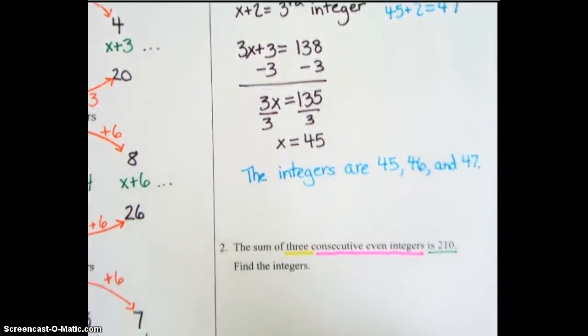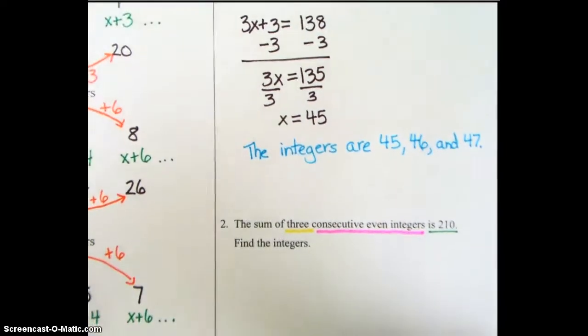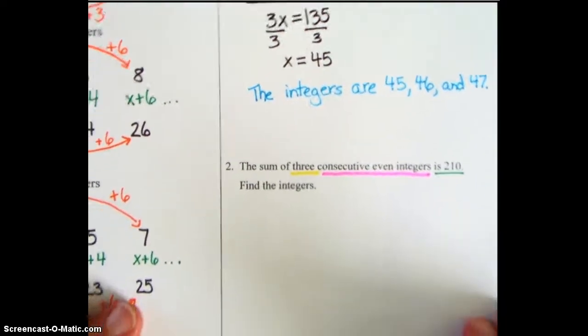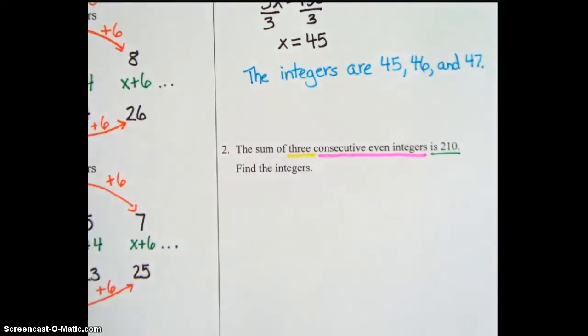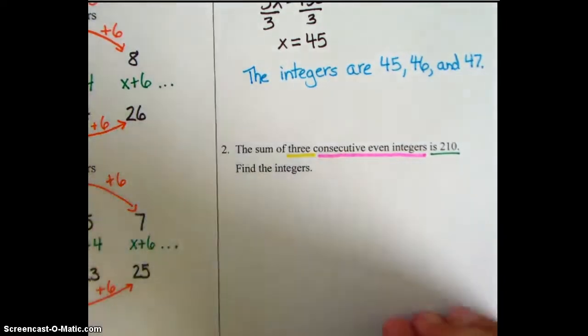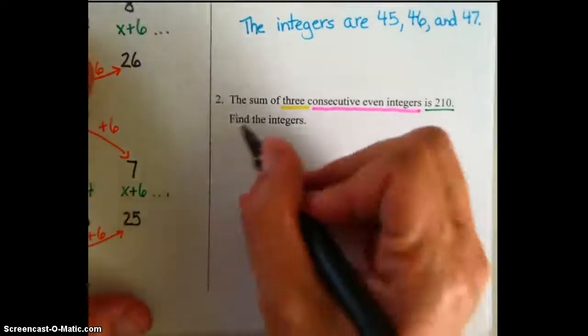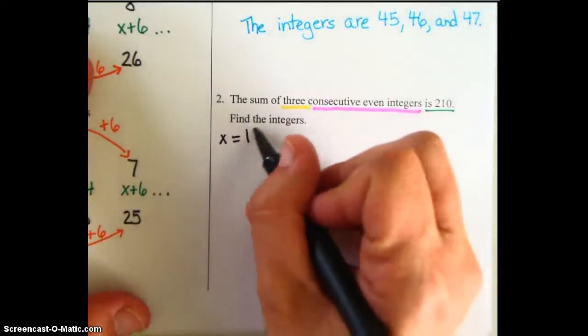Let's try another one. This one says the sum of 3 consecutive even integers is 210. Find the integers. How many things are we defining? That's right, we need to define 3 integers. So x is going to be our first integer.